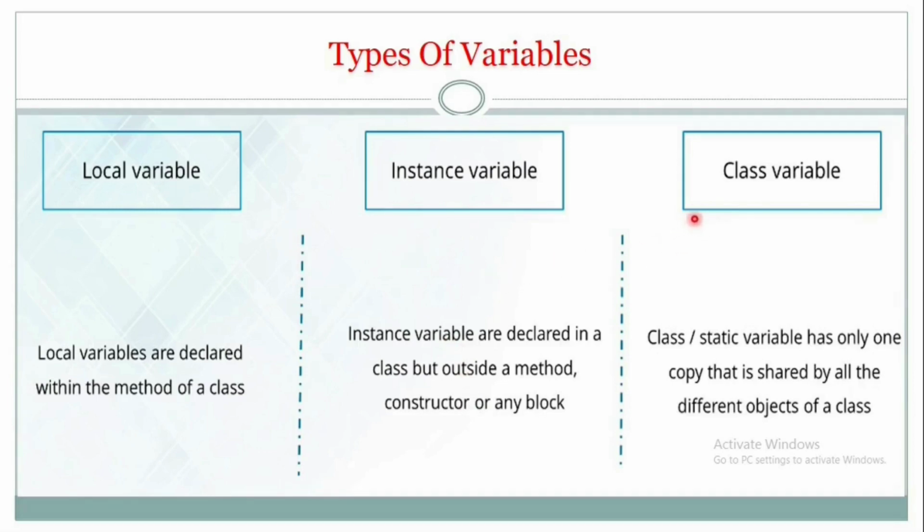Now what is a class variable? A class or static variable has only one copy that is shared by all the different objects of a class, which means memory is allocated for a static variable only once, and the variable is shared by all the objects of a class regardless of how many objects have been created. All the objects share this single static variable.